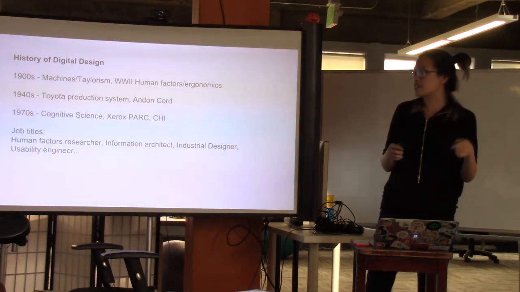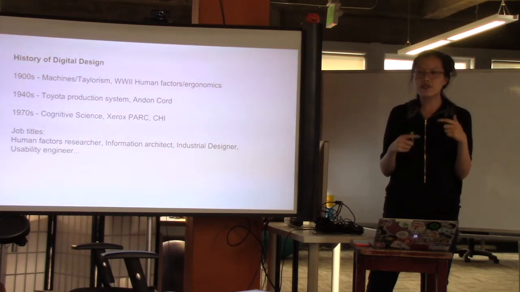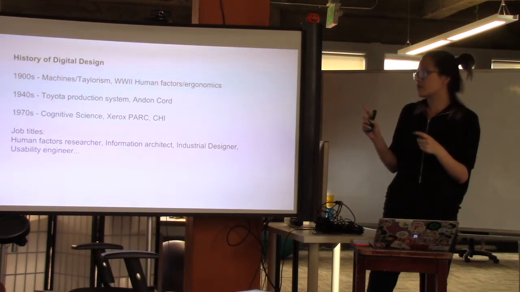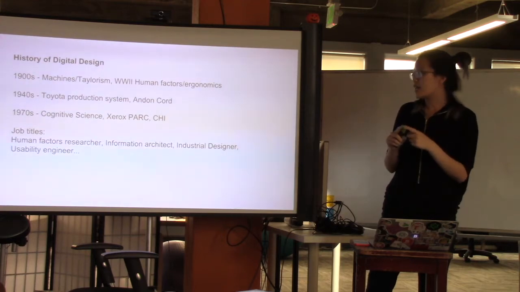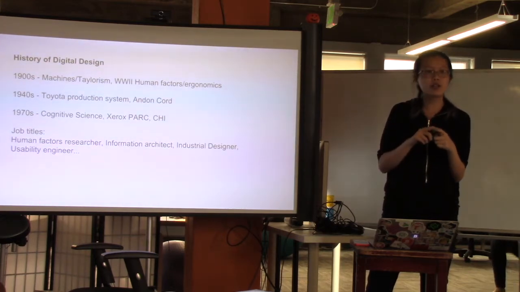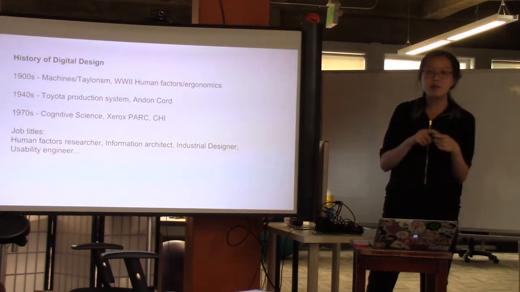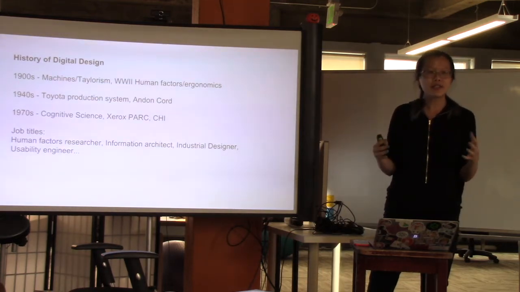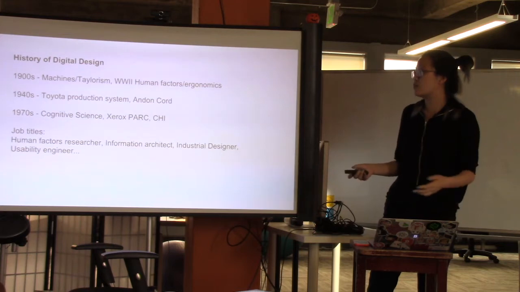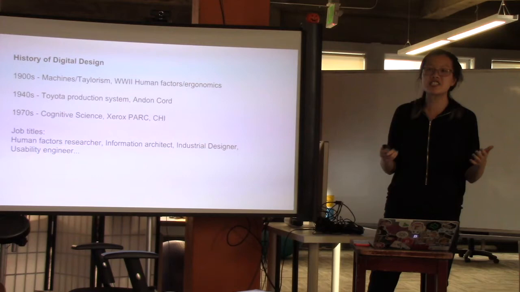And then computers came around in the 1970s. Cognitive science emerged as the field, the study of how human beings process information. Xerox PARC made the first sort of graphical user interface. And then came the study of computer-human interaction. But what you'll note is that they put computers first, not humans. So a lot of the jobs around there had very systematic engineering job titles: human factors researcher, information architect, the usability engineer.